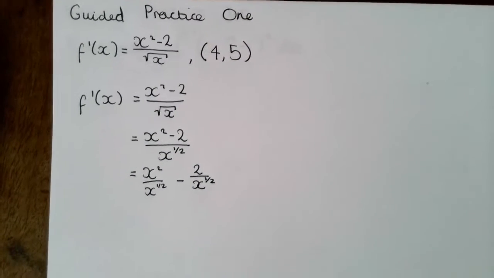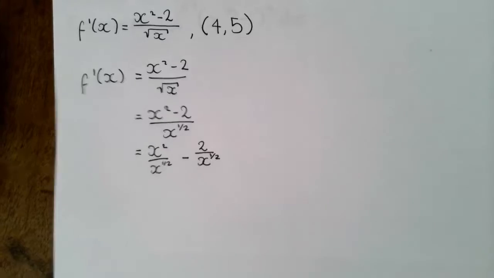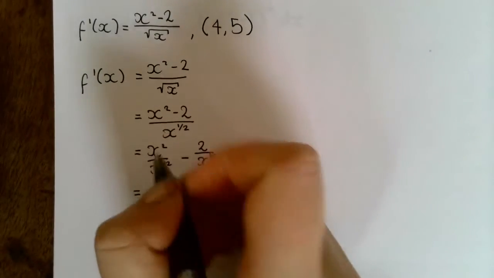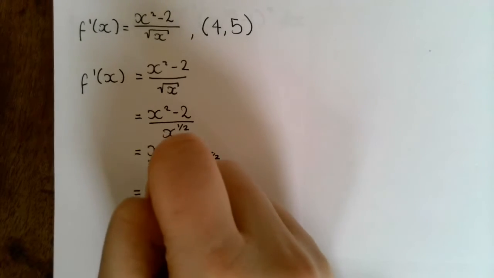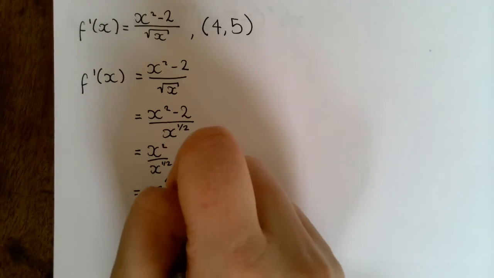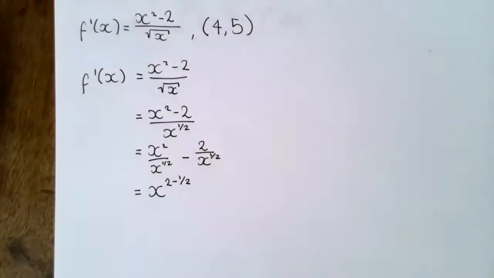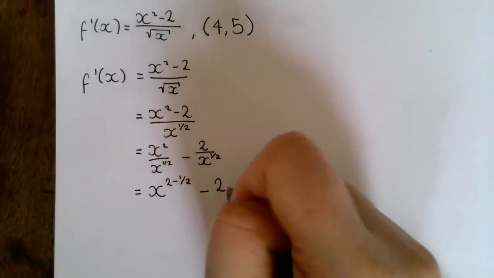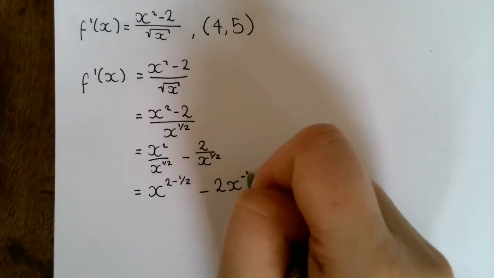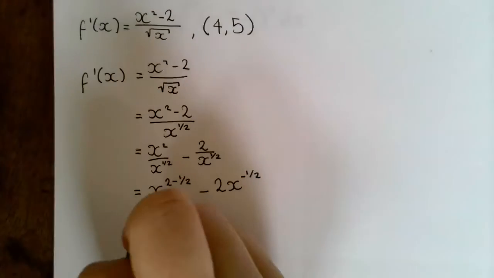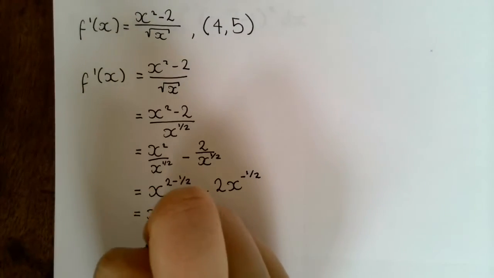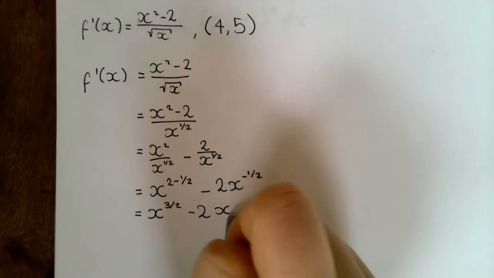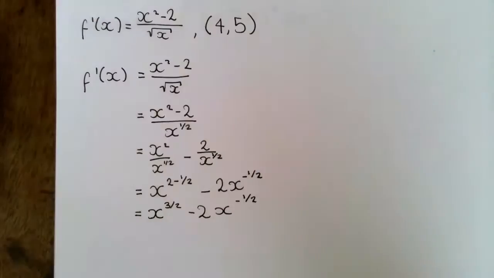I'm going to now use my laws of indices again to simplify this further. So when we've got x to the power of 2 divided by x to the power of a half, we've got x to the power of 2 subtract a half. Here we've got 2 lots of x to the power of a negative half. So 2 subtract a half, that is 3 over 2, and we've got subtracting 2x to the power of negative 1 half.